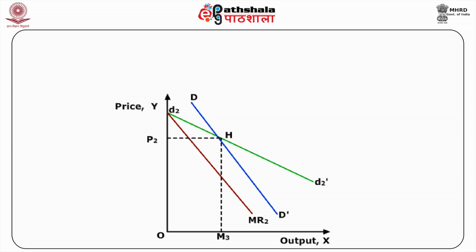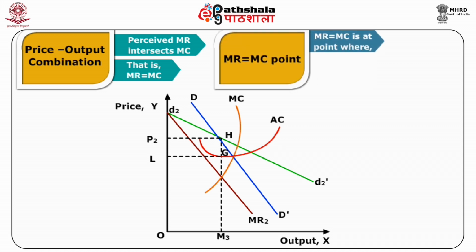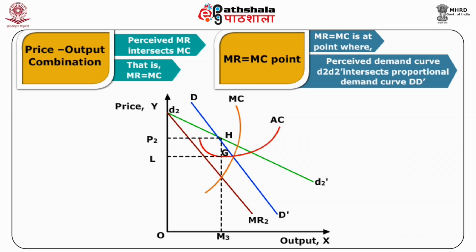Thus, according to Chamberlin's approach, short run equilibrium under monopolistic competition is reached and the firm will be maximizing its profits when the following two conditions are satisfied. First, the price output combination is such that the perceived marginal revenue curve intersects the marginal cost curve so that MR equals MC, and second, the price output combination at which MR equals MC is the point at which the perceived demand curve small d dash d intersects the proportional demand curve capital D dash D. Thus, in the short run, the firm's equilibrium occurs at the point on the proportional demand curve and perceived demand curve at which marginal revenue is equal to marginal cost.